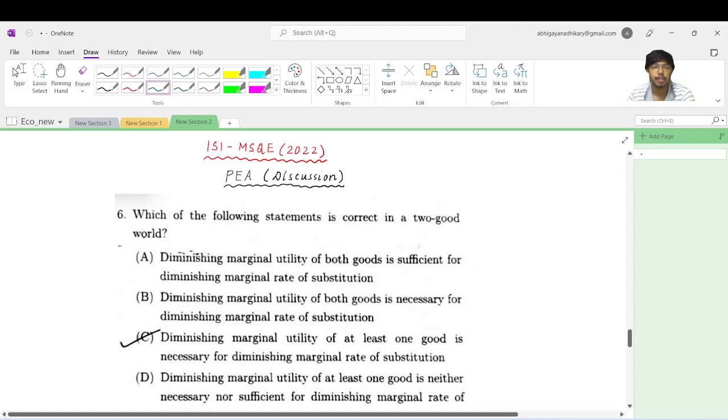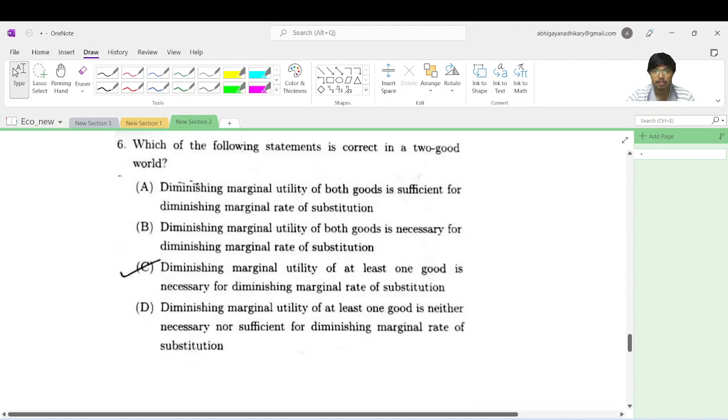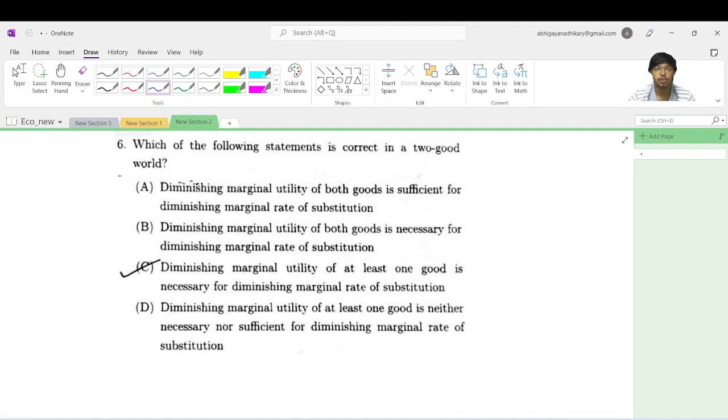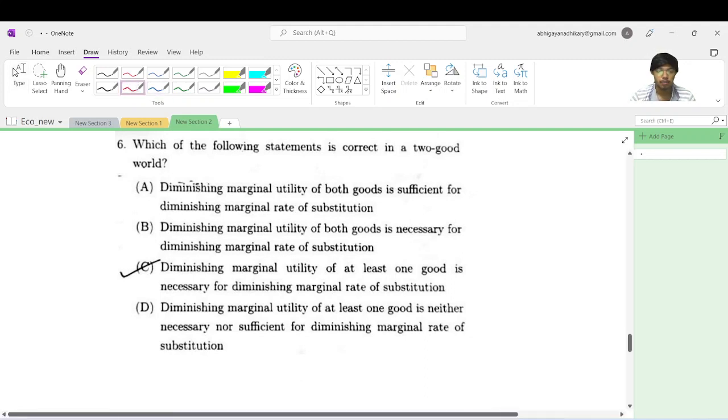So let us first have a look at the question. It's basically: which of the following is correct in a two good framework, and we are given some options with respect to diminishing utility and diminishing MRS. So now let us just get to the understanding first. So this is my question number 6.